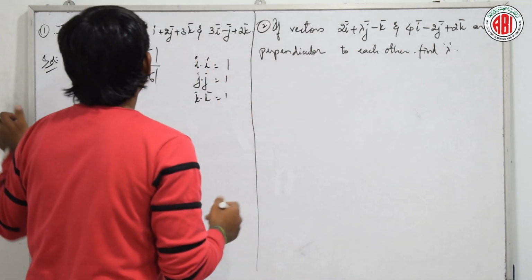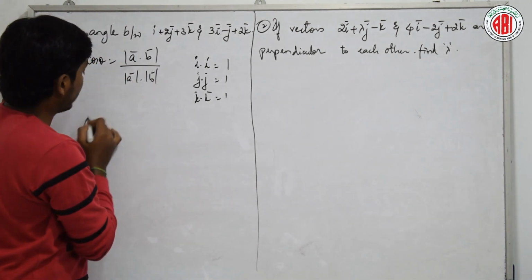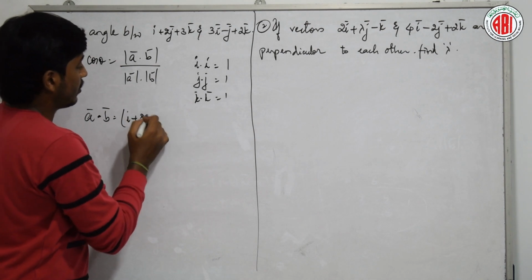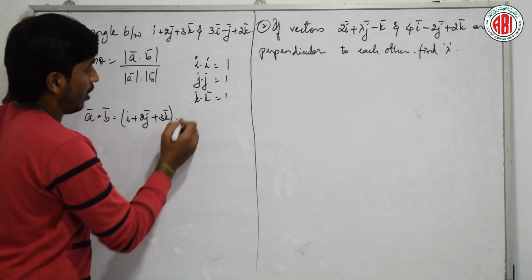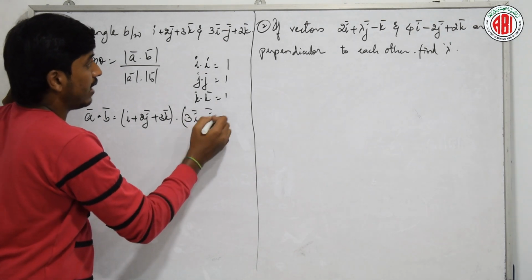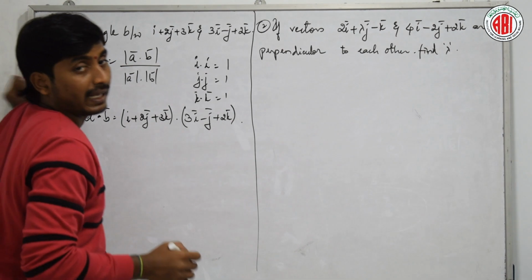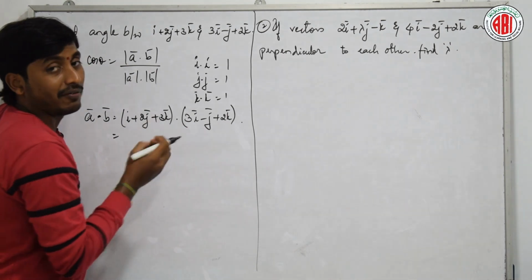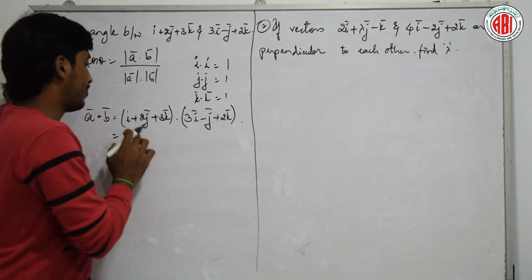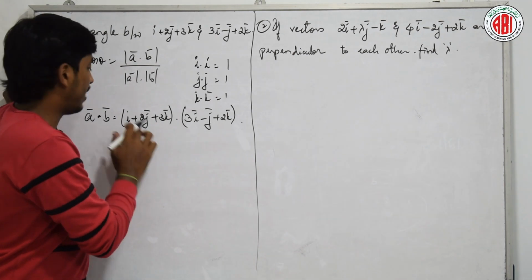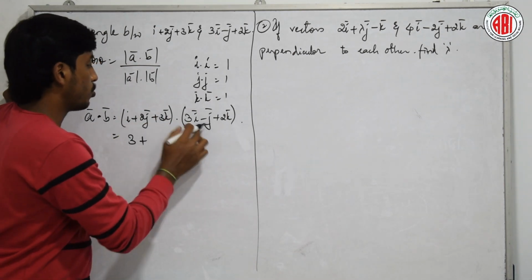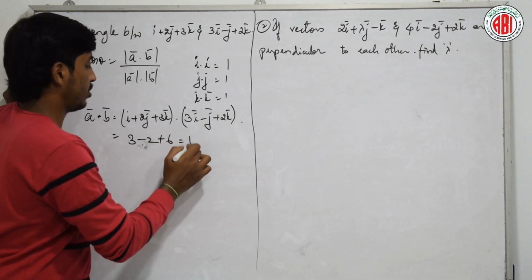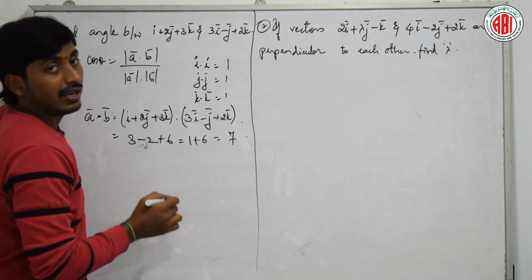In order to find the value of cos theta, first of all we have to find a dot b. How do we find it? i plus 2j plus 3k dot 3i minus j plus 2k. Now how do we multiply? i into i, i into j, i into k. However, i into j and i into k are zeros. Let us multiply only the like terms: 1 into 3 is 3, 2 into minus 1 is minus 2, and 3 into 2 is 6. 3 minus 2 is 1, plus 6, that is 7. This is a dot b.